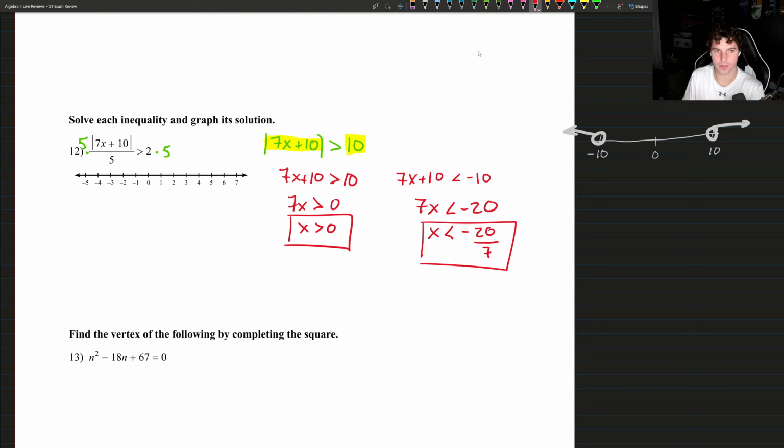This is the first part of your answer. Your second part is the actual graph. For the left-hand side, we find 0, we put an open circle, and we go the direction the arrow is pointing. For the right-hand side, that's about negative 3. It's a little shy of negative 3. So you put an open circle right around there, and then you follow the arrow. Then that is your answer. I'm expecting both.